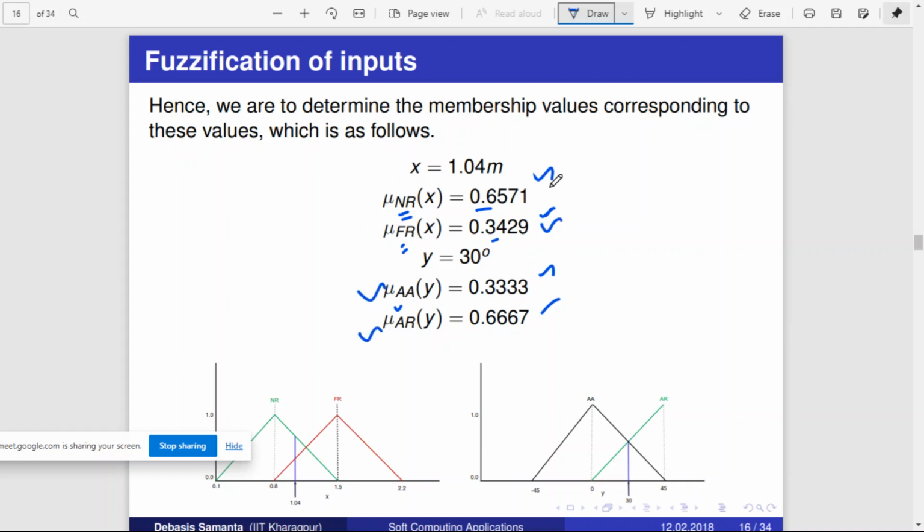So this is the first step. We are trying to identify, given the distance and the angle, how much the robot should deviate. But to calculate that, first you have to identify the possible membership values, because the input will not strictly fall under one membership function. We are talking about fuzzy logic, so it may take more than one membership function. In that context we are discussing.